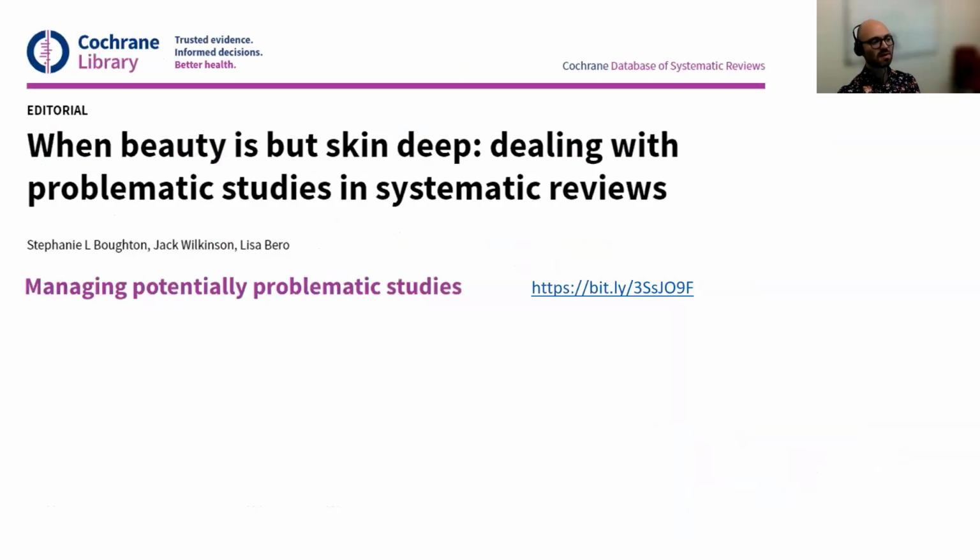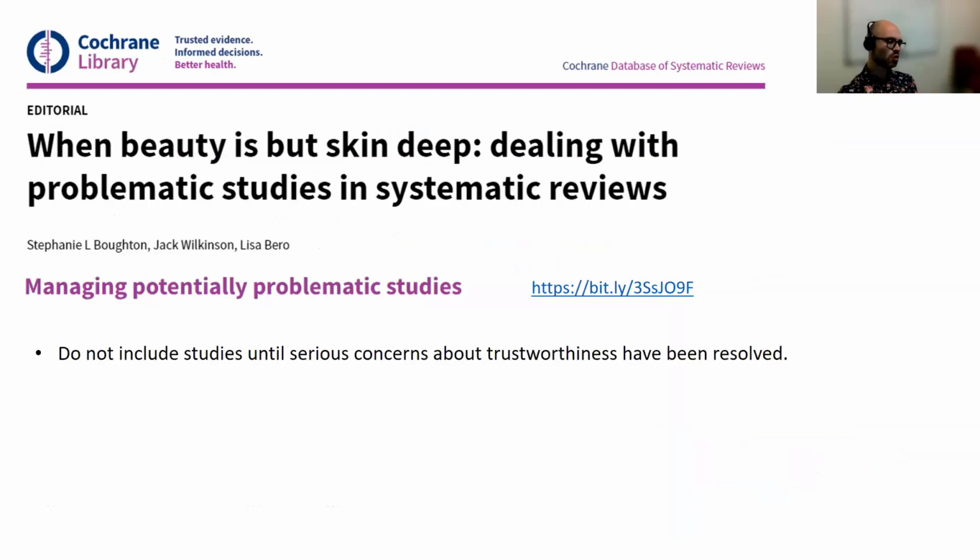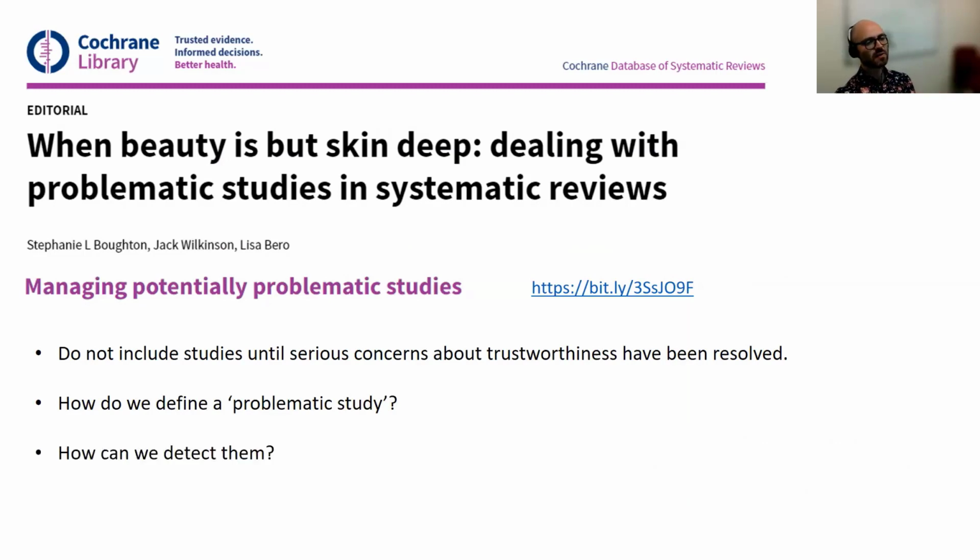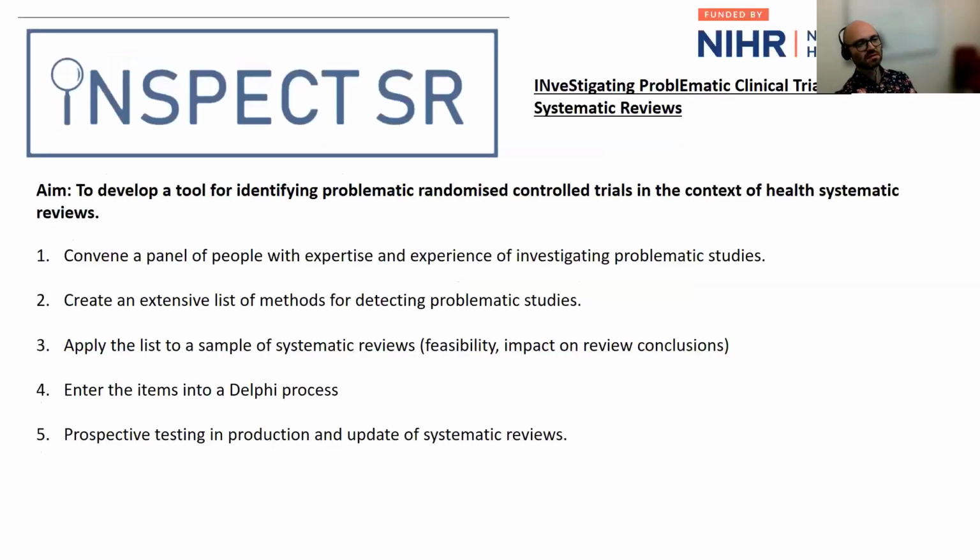So recognizing that this is a problem, we now have a Cochrane policy about this, don't we? So we have the policy on managing potentially problematic studies, which is good. And what that policy says is that we should not include studies in our systematic review until serious concerns about trustworthiness have been resolved, okay? But that prompts some further questions, right? So how do we define a problematic study? And how do we detect these studies, all right? And those are the questions that we've been funded to answer in the INSPECTSR project, okay?